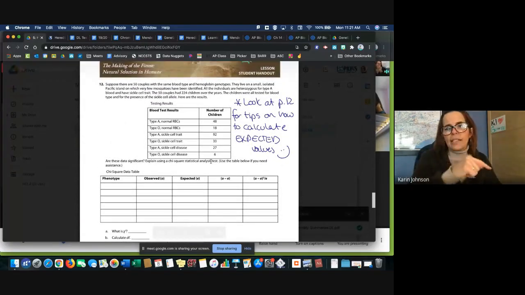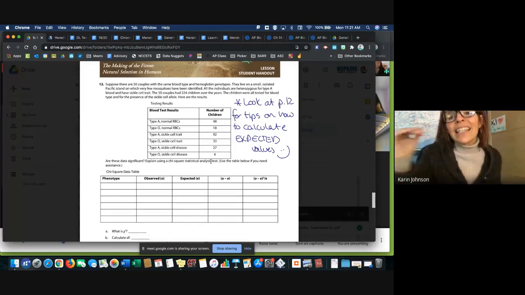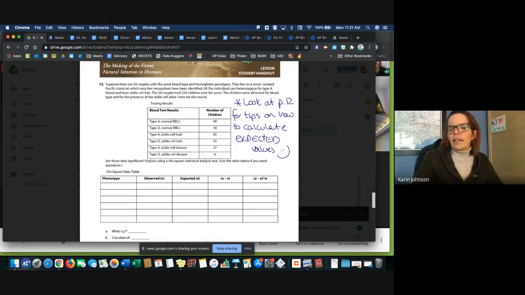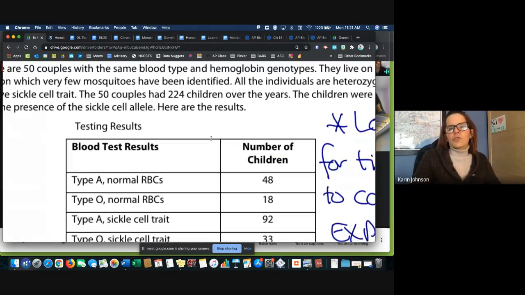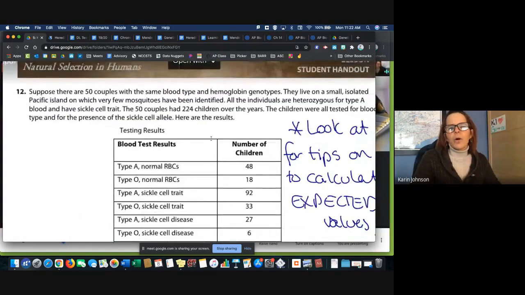Some of you that did the assignment early didn't see this. I've since added it. It says, look at page 12 for tips on how to calculate expected values. These are the observed values, and they all go right here. But the question is, what are the expected, and how do you calculate that? There were 224 children. So how do you calculate how many are going to be type A with normal red blood cells?